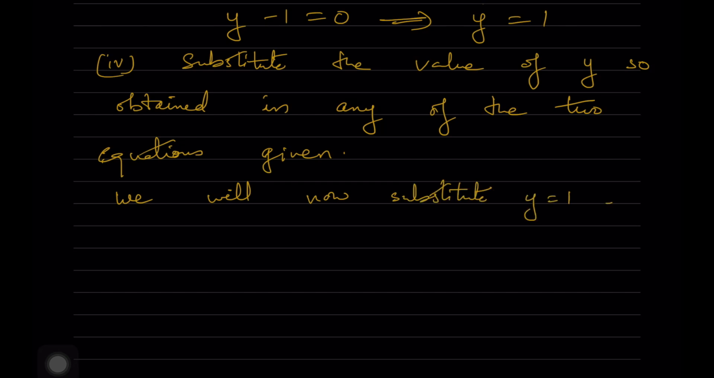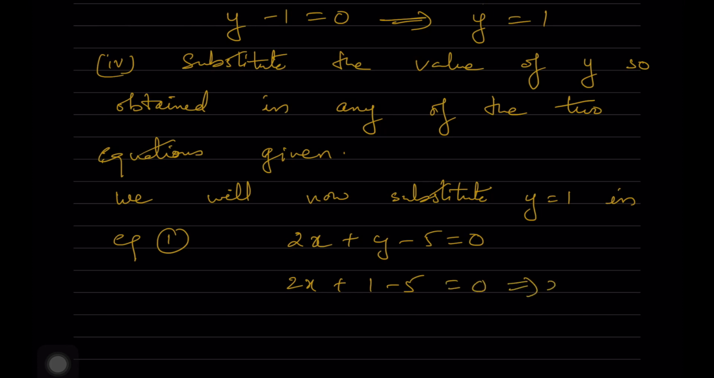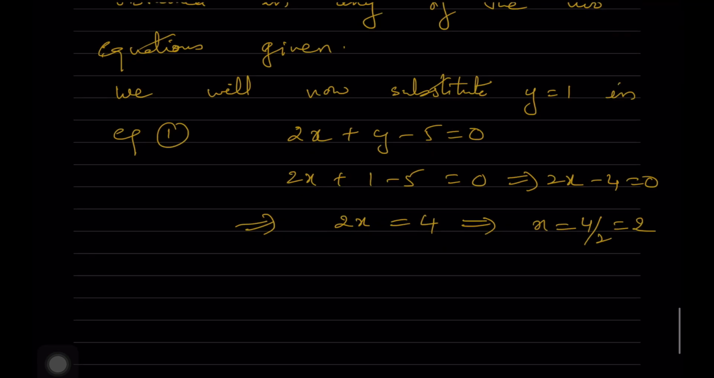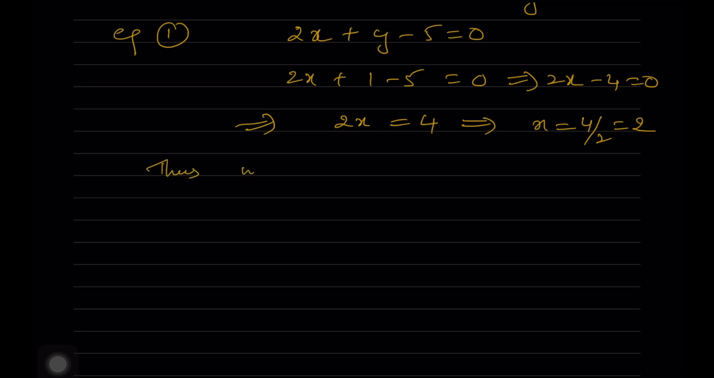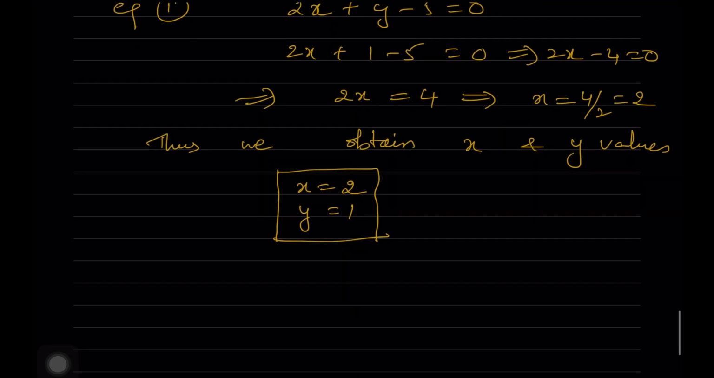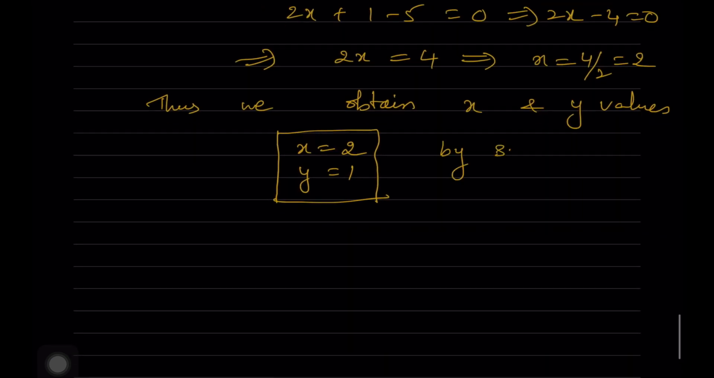So we will now substitute y is equal to 1 in equation 1. You get 2x plus y minus 5 is equal to 0. You can substitute in 1, 2 or even in 3, so you can get the value of x easily. So we get x is equal to 2. Therefore x is equal to 2 and y is equal to 1 are the solutions of the given simultaneous linear equations. This way we do the substitution method. This is the process which we follow. So by the substitution method we got this value.